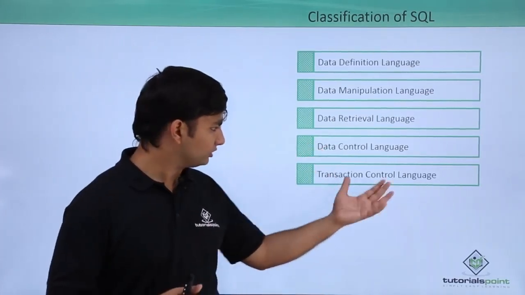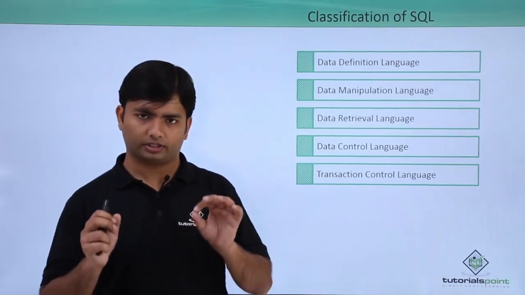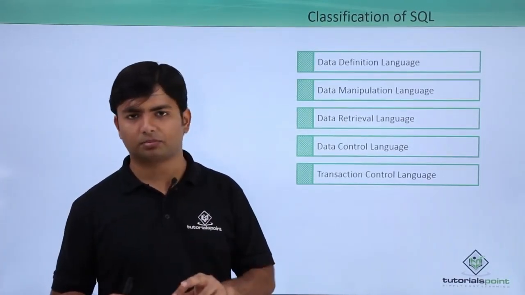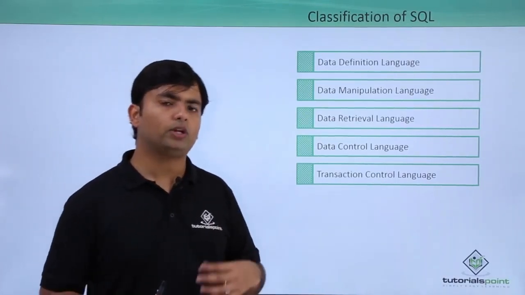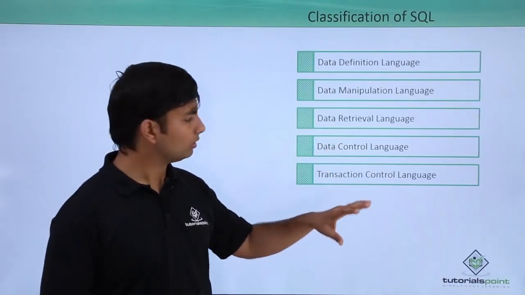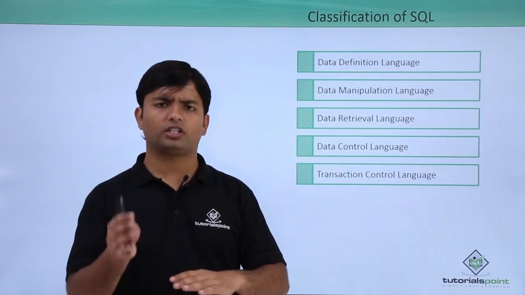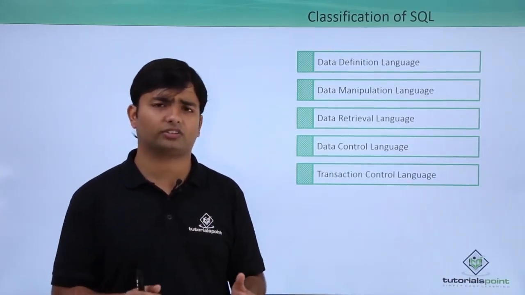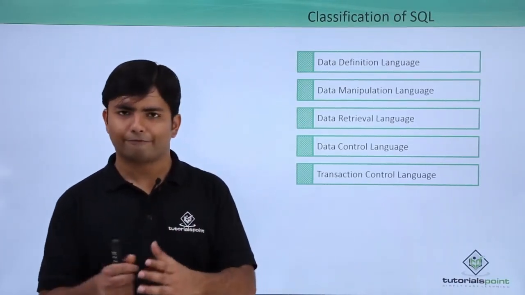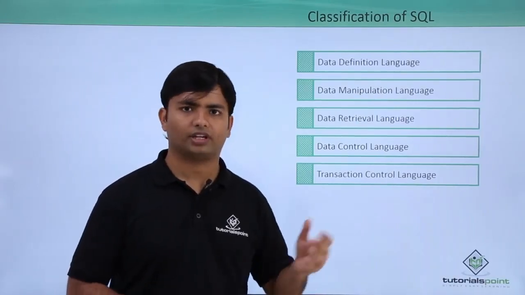But this transaction control language will ensure that if it is successful, all the commands participating in a transaction will execute successfully. Otherwise, if there is something wrong, obviously the whole transaction will be rolled back. Not half or some percentage of the transaction will be successful. Either it will be fully successful or fully failed. So these are the different classifications of SQL.